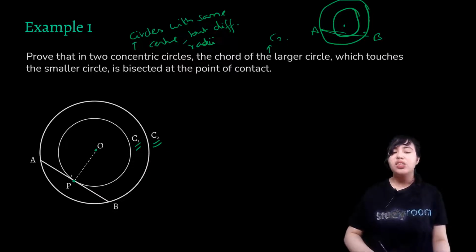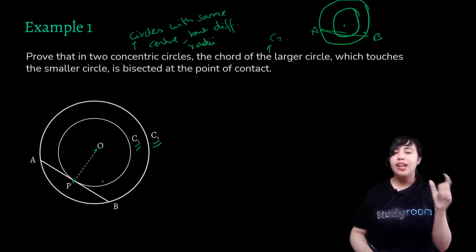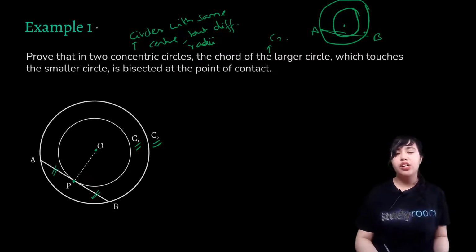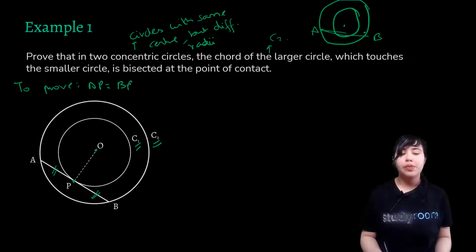So why are we using this terminology, point of contact? Because if you look carefully, AB in a way is a tangent to your circle C1. So here P is the point of contact. You have to prove that it is bisected. Bisected means this AB is being divided into two equal lengths. That means you have to prove AP and PB are equal. So that is the aim of this example, to prove AP is equal to BP.